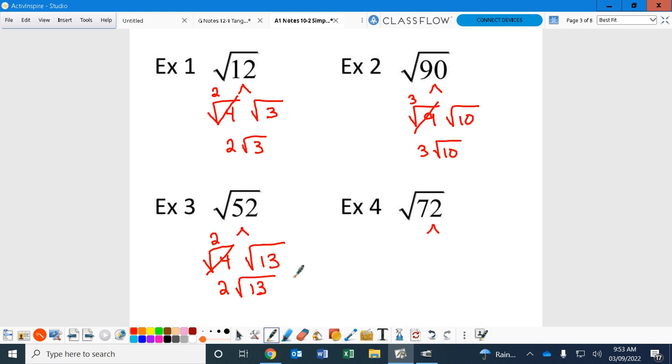13 doesn't, guys, 13's prime. It doesn't divide by anything. It's 1 and 13, and 13's definitely not on that list. So we're done.